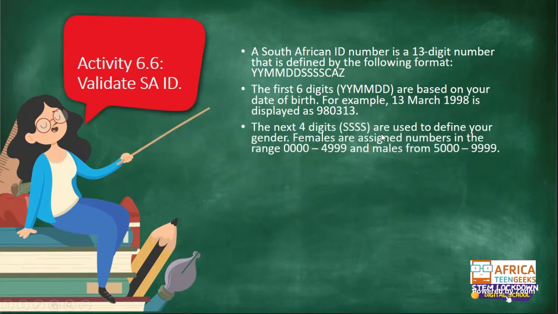Then the next 4 digits, now we've done this in a previous activity as well, the SSSS are used to define your gender. Females are assigned numbers between 0000 and 4999, and males from 5000 to 9999. So I think we are still far off from having to rethink our ID numbers. If we start having up to 5,000 births of a certain gender in one day, then we're going to start having a problem, but we're not there yet. So we can determine the gender based on that number.